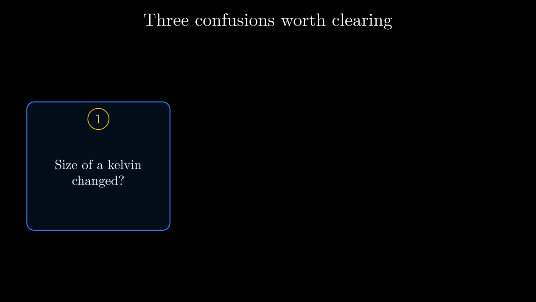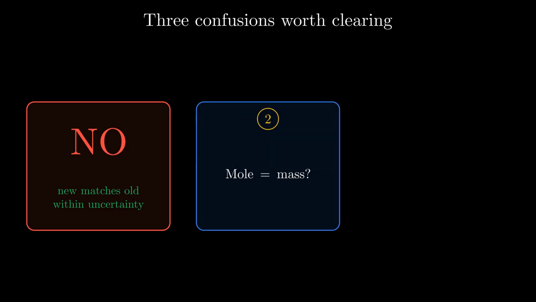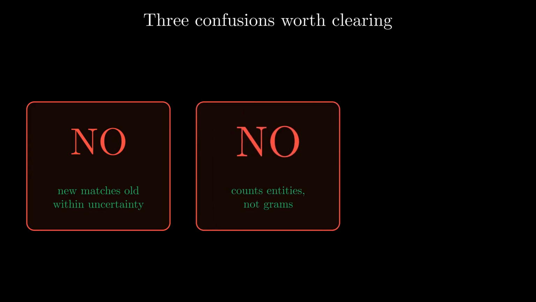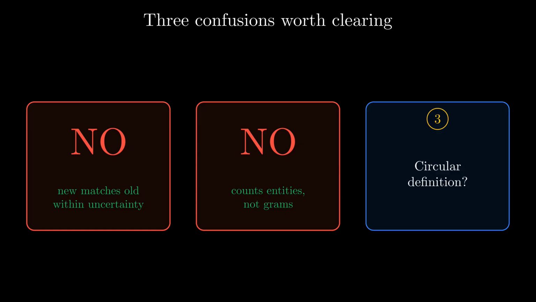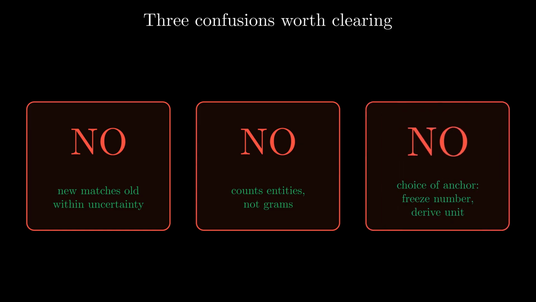Three confusions worth clearing. First, the redefinition did not change the size of a kelvin or an ampere. The values were chosen so the new units match the old ones within measurement uncertainty. The definitions changed, the magnitudes did not. Second, a mole is not a unit of mass. It counts entities, divorced from the kilogram since 2019. Third, fixing a constant isn't circular. It's a deliberate choice of anchor. We freeze the number and the unit becomes whatever makes that number true.